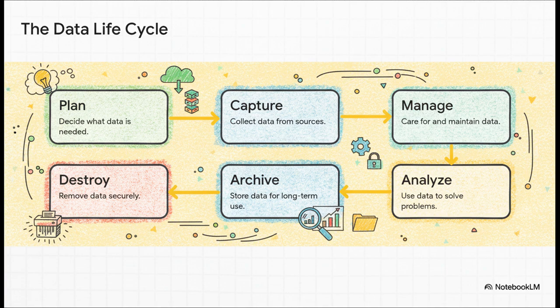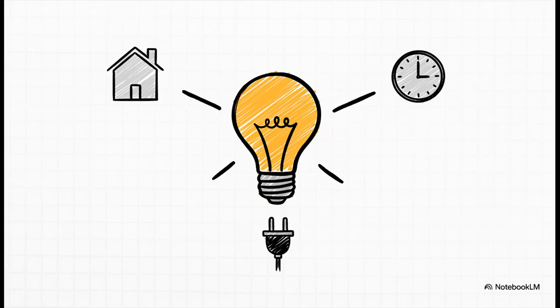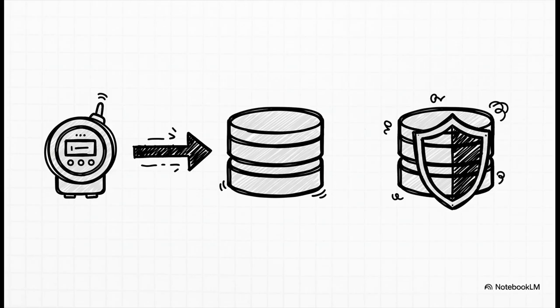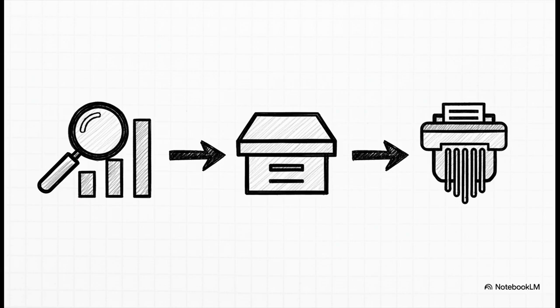Let's make this feel a little more real with an example. Okay, so picture this. An electricity company wants to help its customers save energy. So in the plan stage, they decide, okay, what information do we actually need to collect? Maybe things like energy use per hour, what kind of building it is, and what appliances are running. Next up, they capture all that data, maybe from smart meters, and pull it into a big company database. And then comes the really crucial manage stage. This is all about taking care of that data, keeping it secure, making sure it's accurate, and of course, protecting customer privacy.